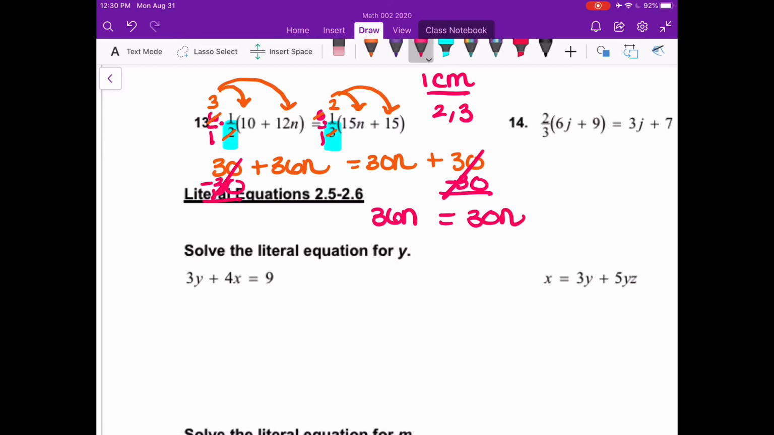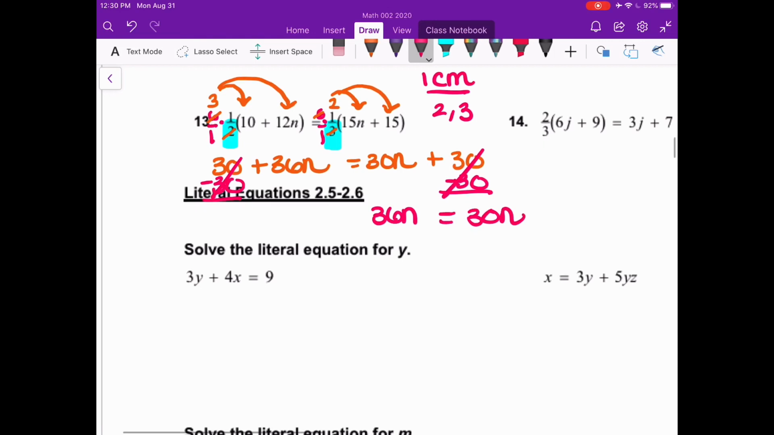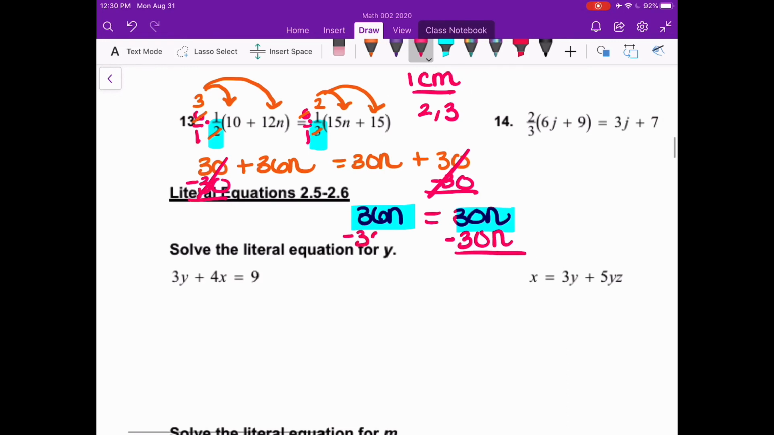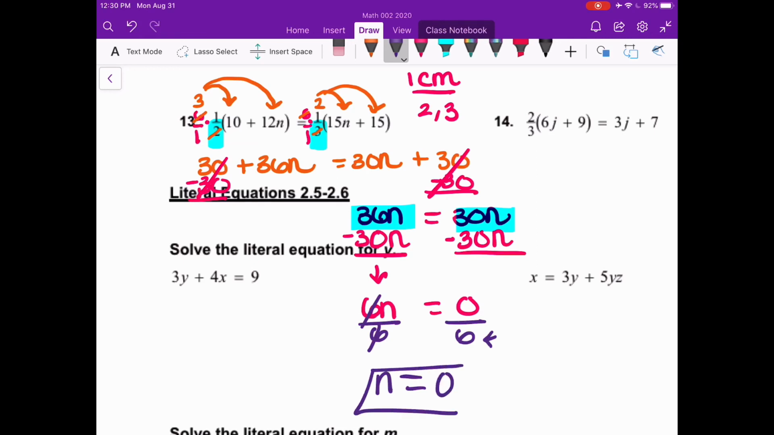Some students will go straight to dividing by the 30 or the 36 to get n alone. You cannot get n alone until you combine these n's. Remember, they have to be alone on one side. So I'm going to try to combine them by subtracting 30n from both sides. Here I'm going to get 6n, and on the right I'm going to get 0. This doesn't mean no solution. Continue the problem. Here, to get n alone, I divide by 6. 0 divided by any number is just 0. So there's your final answer.